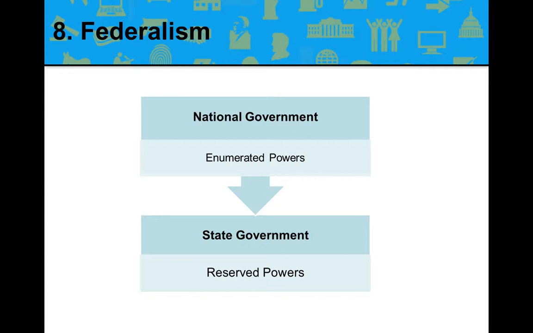States also exercise what are called police powers. And those are those types of powers that are designed to protect and nurture the safety, welfare, and morals of the people that live in that state. So this is a division of power between the national government and the state government.